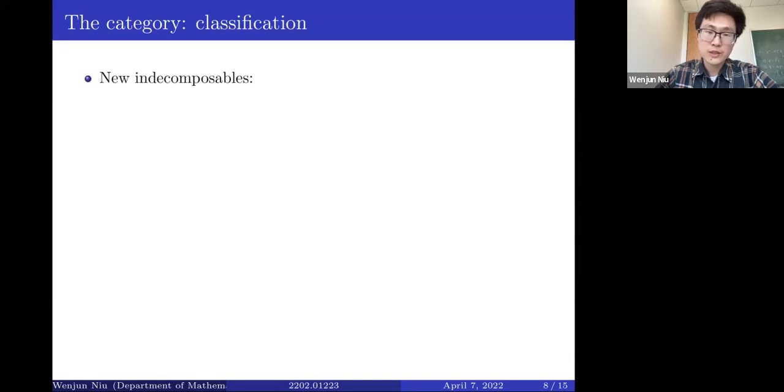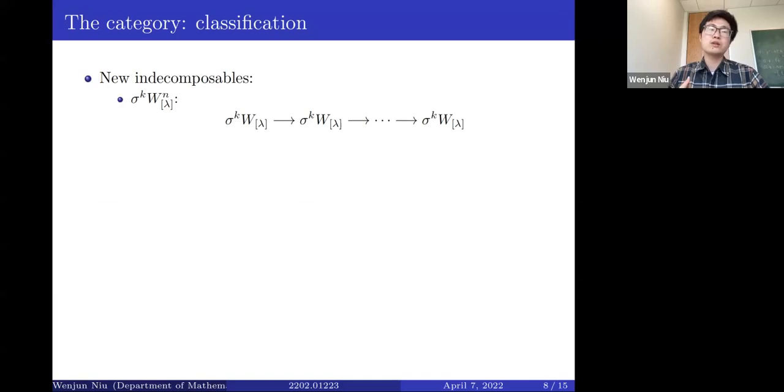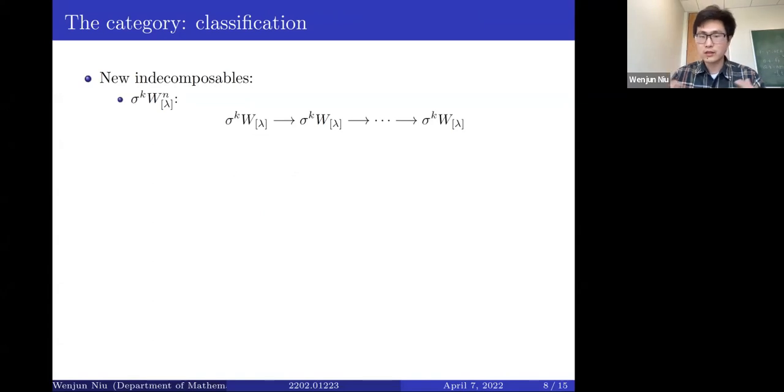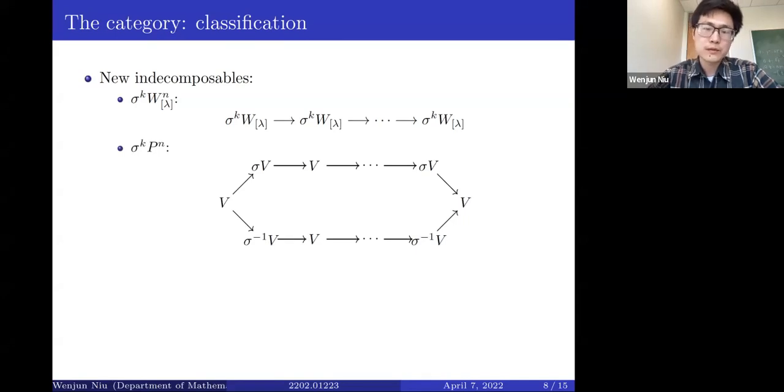So there are some new objects in this category. Once I allow J0 to act non-semi-simply, these W lambdas, which in the smaller category are actually projectives, in this bigger category also have self-extensions. So there is a unique degree n self-extension of this object that has the following Loewy diagram. Similarly, the projective P in the smaller category now also has non-trivial extensions, and they have the following Loewy diagram.